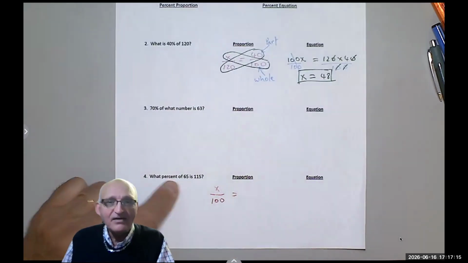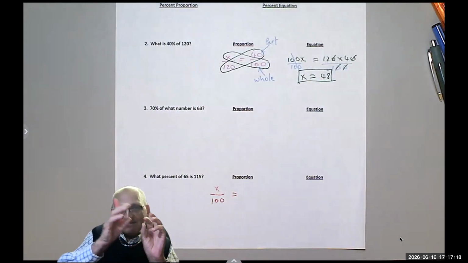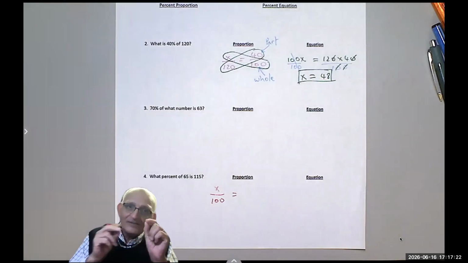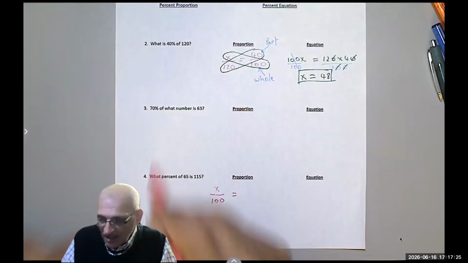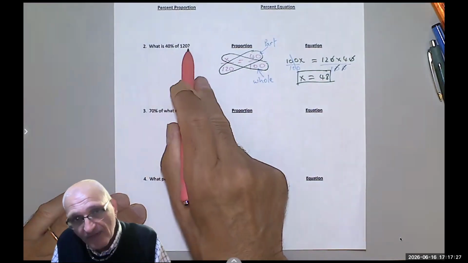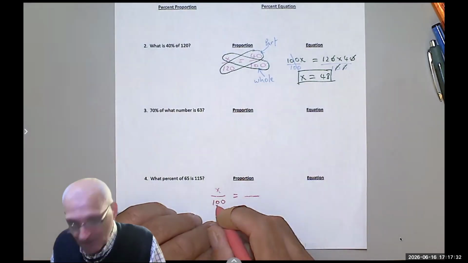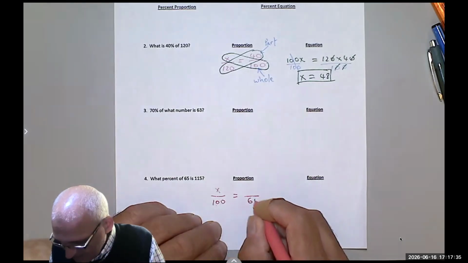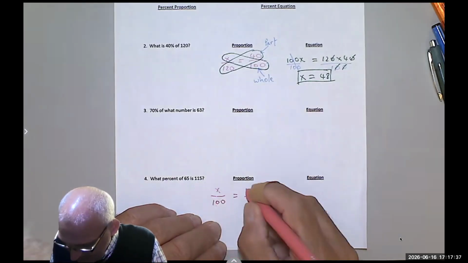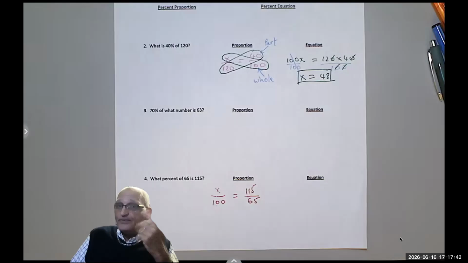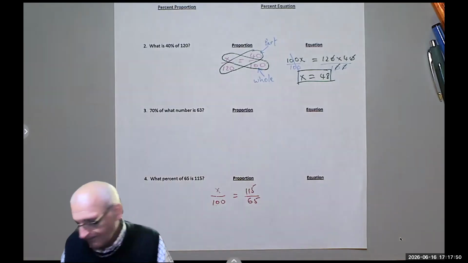The word of tells you that the next number is a total, not a part. What is 40% of 120? The 120 was the total. So the total, which is the 100, becomes 65. And then the percent is the 115. So be careful here. The percent need not be less than 100. The percent may be any number.